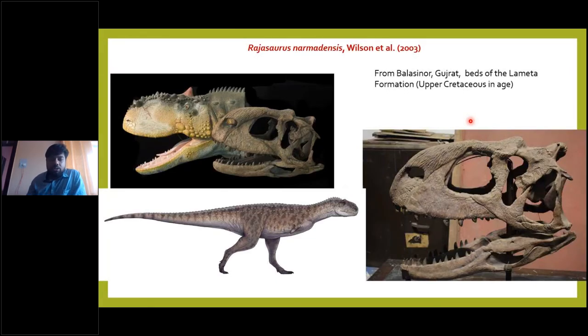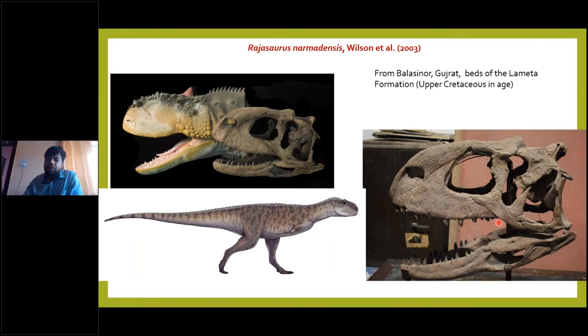And not only titanosaur sauropod dinosaurs existed in the Indian subcontinent, but there were also abelisaurid dinosaurs like Rajasaurus narbadensis. Rajasaurus was described from the Balasinore area of the Kheda district, Gujarat, from the Lameta formation, which was Upper Cretaceous in age. And you can see here that it had a horn-like feature on top of its skull. So this is the reconstructed skull of Rajasaurus narbadensis.